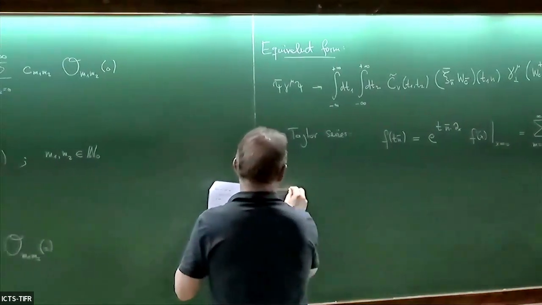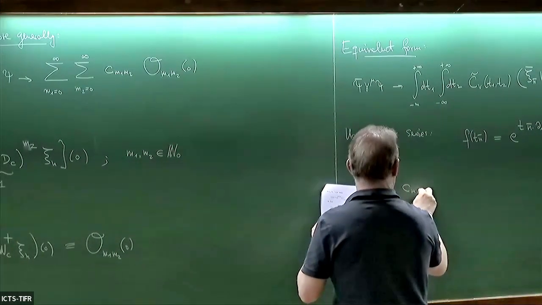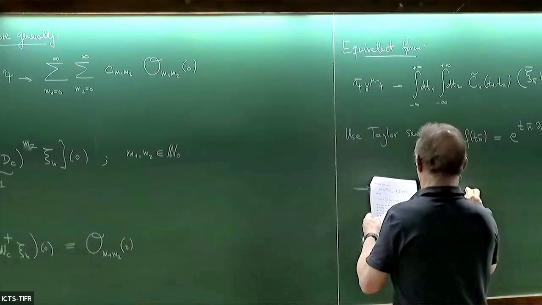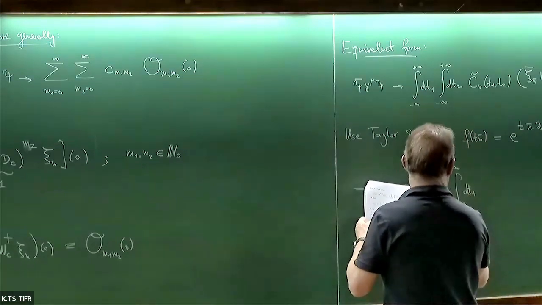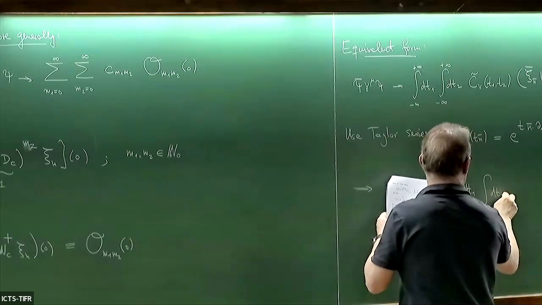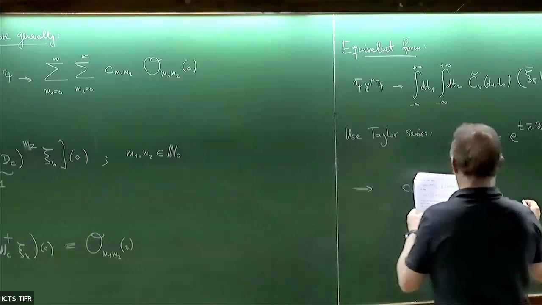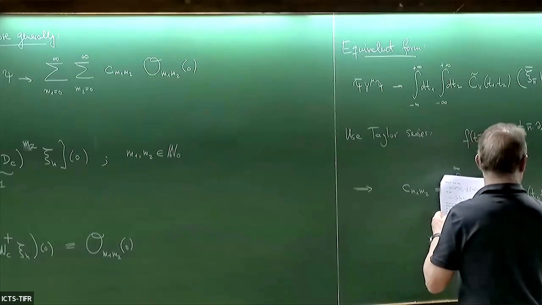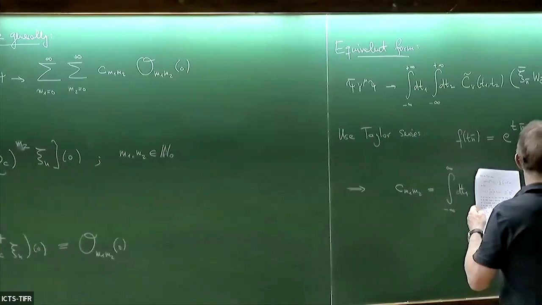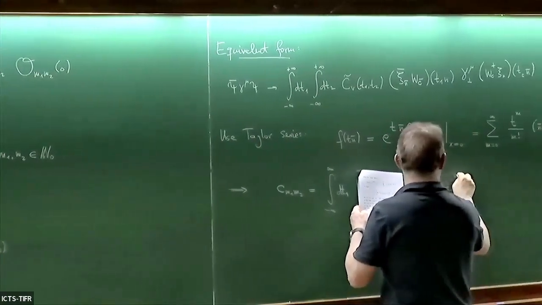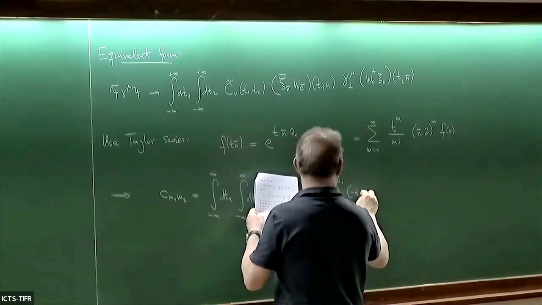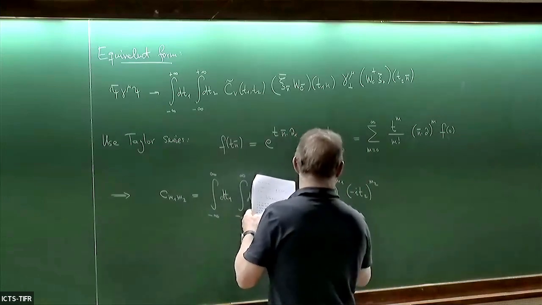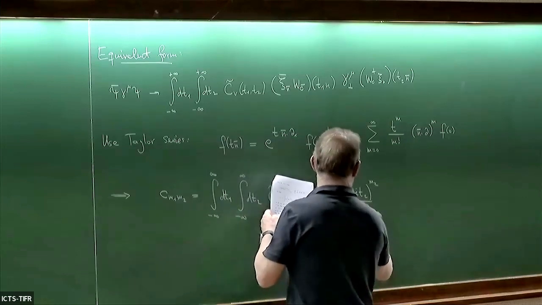And what you find is that the coefficients, which are called C_{m1,m2}, are nothing but the following integrals: dt1 from minus infinity to plus infinity, dt2 from minus infinity to plus infinity of this coefficient, which I called C twiddle of t1, t2, times (-i t1)^m1 (-i t2)^m2 over m1 factorial, m2 factorial.